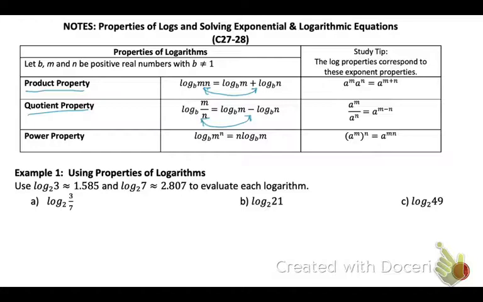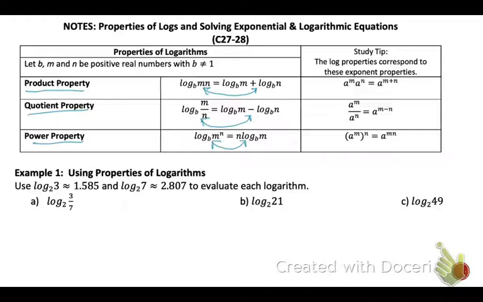And then finally, the power property. So if you have log base b of something raised to a power, you can rewrite it, taking that power out front and multiplying it. Also, you can work the other way. So if you see a multiplier out front of a log, you can rewrite it as raised to a power.